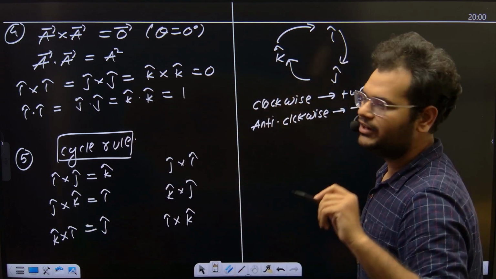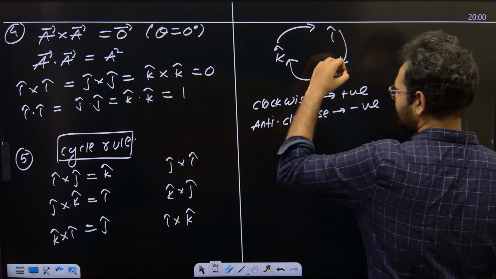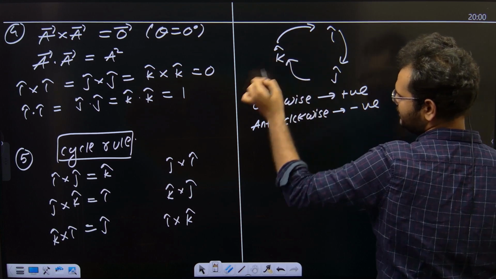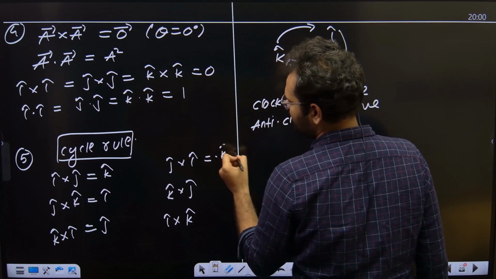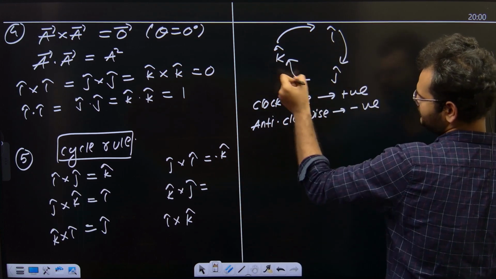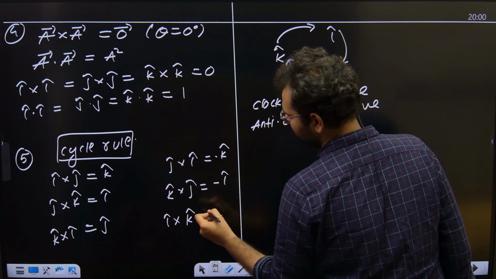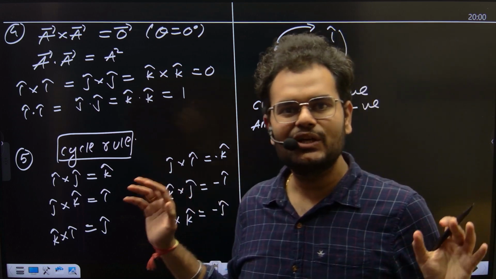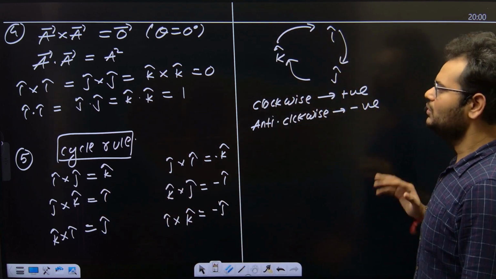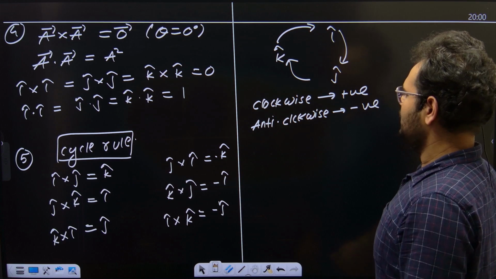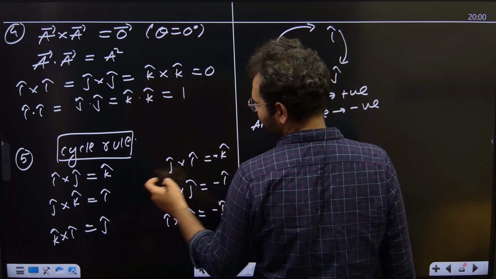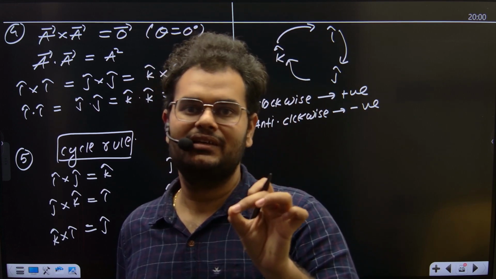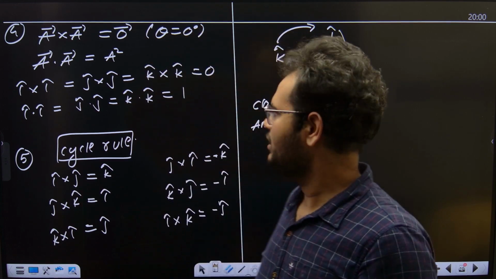Are you following what we are doing? Yes, sir. Now J cross I is anti-clockwise, that means negative. J cross I is minus K. Similarly, K cross J is minus I. Similarly, I cross K is minus J. You have to remember these basic rules, because we are going to follow them. Very good. So from here you can see that I cross J and J cross I are negative of each other, which satisfies the property that A cross B is equal to minus B cross A. What next, sir?